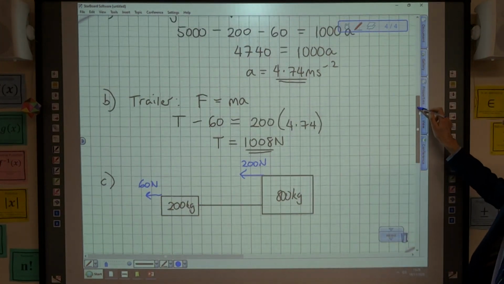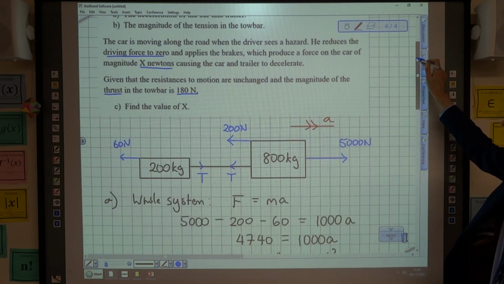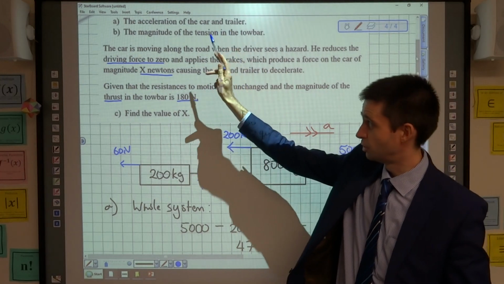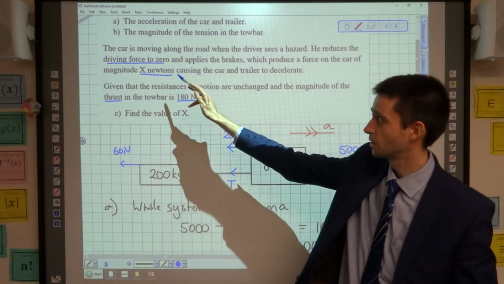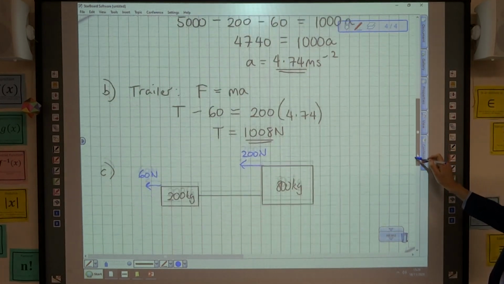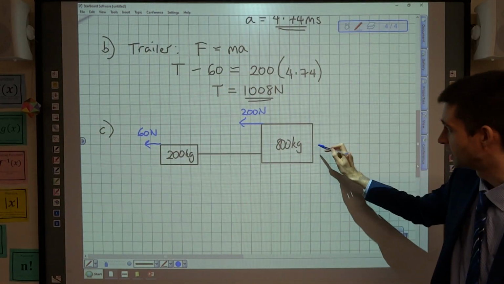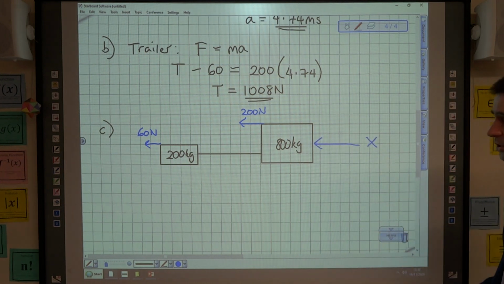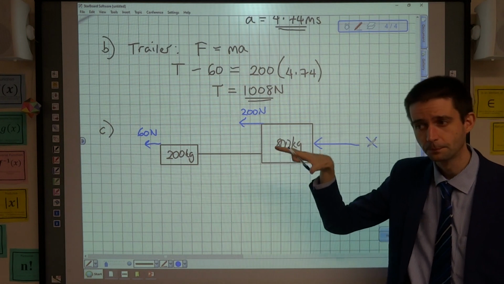But now let's look at what's different. The driver has reduced the driving force to 0 and has applied the brakes, producing a force of magnitude x newtons, causing the car and the trailer to decelerate. Now this braking force is making the system decelerate, so it's acting in this direction. It is slowing down the system, so x is acting that way.